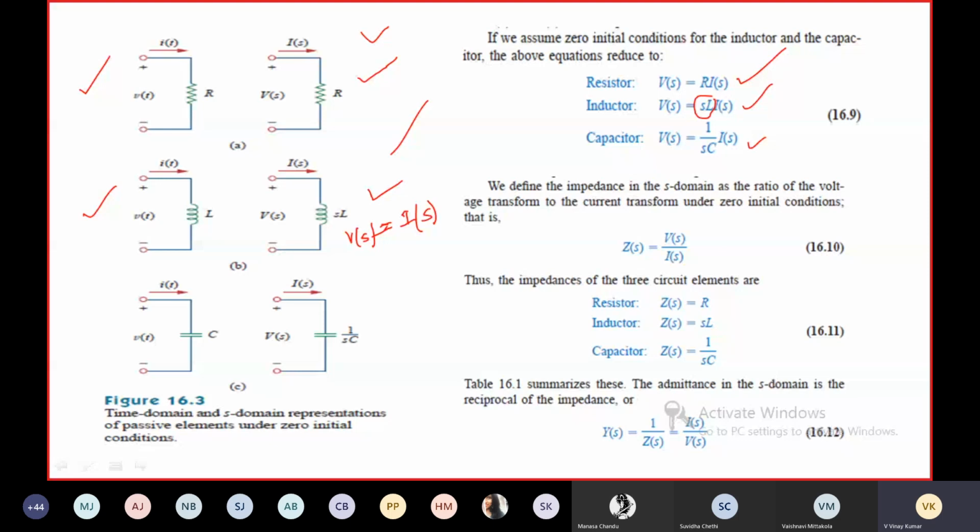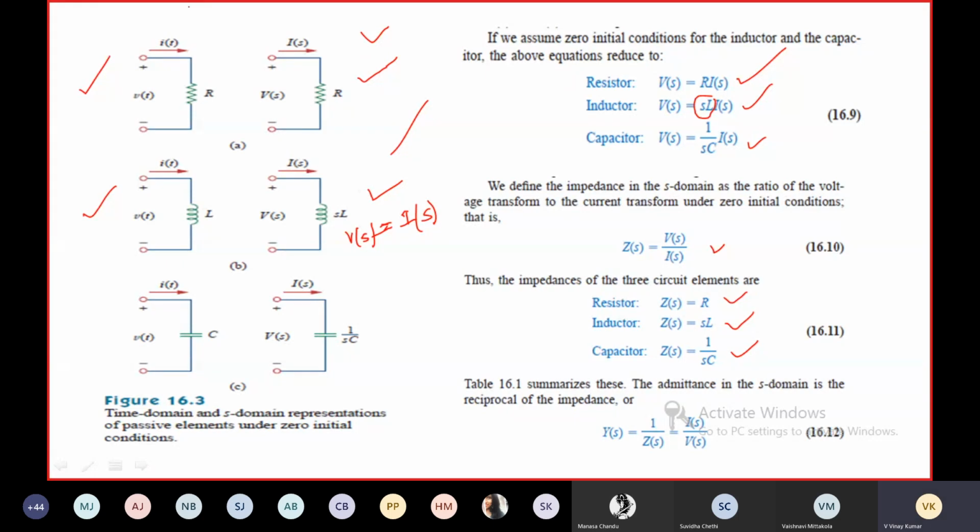Okay, now you know, right? Impedance is normally the ratio of voltage to current. So Z of S, impedance in S domain, is the ratio of voltage in S domain to current in S domain. Okay, three impedances. Z of S is equal to R, Z of S is equal to SL in case of inductor, in case of capacitor, Z of S is equal to 1 by SC.